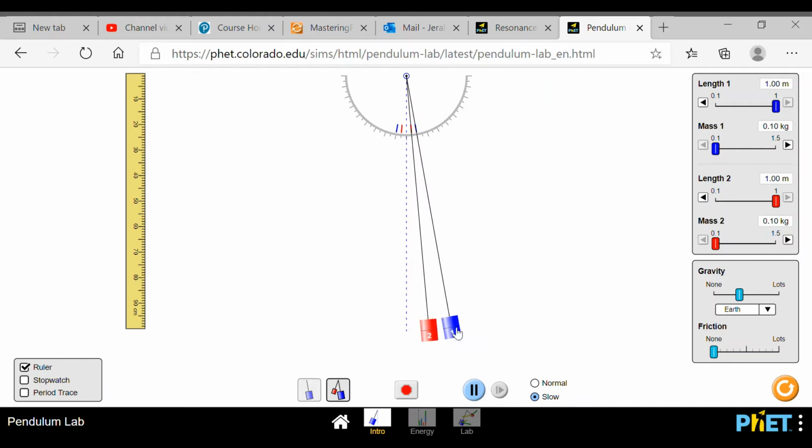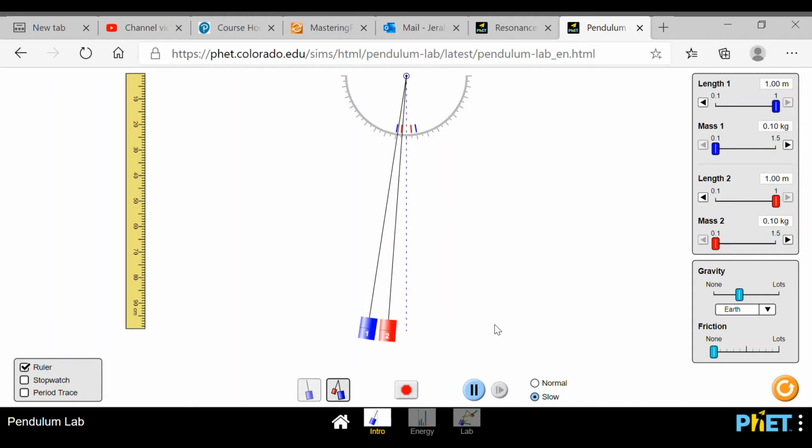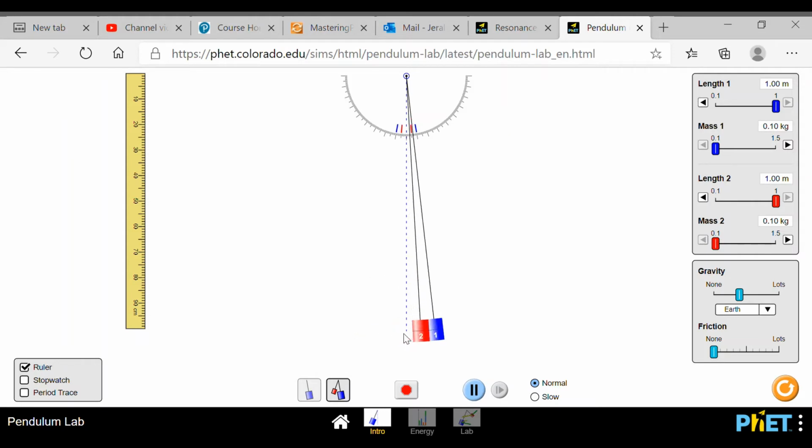So it has twice as much amplitude, and I'm going to let it go right when the red one is over all the way on the right. So let me go to normal speed now, and let's watch these two pendulums swing back and forth. You can see what's happening here is the red one is obviously moving less. It has a smaller amplitude, and the blue one is moving farther. It has an amplitude that's twice as far.